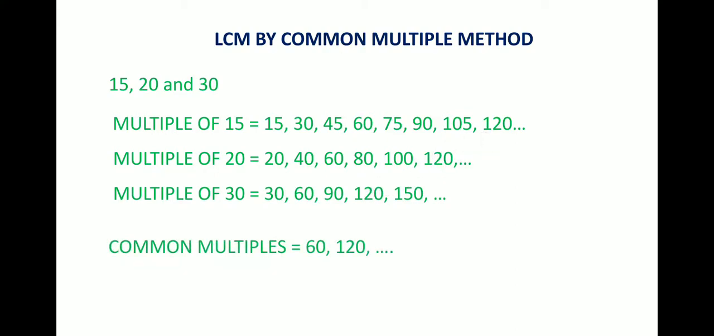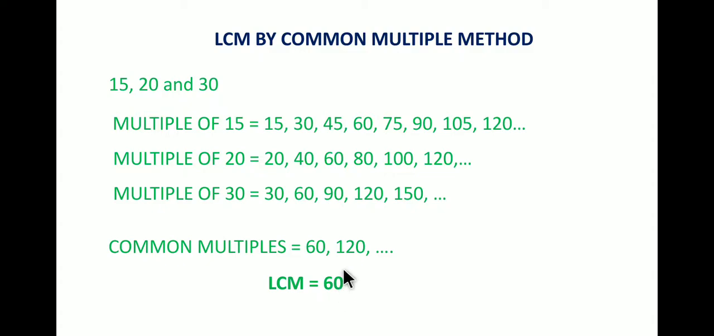So here we can say that the common multiples are 60, 120 and if we move further you'll get some other common multiples. So the highest common multiple we cannot obtain. The highest common multiple may be somewhere in infinity. So we cannot obtain the highest common multiple, but we can always obtain the lowest common multiple. Out of these given common multiples, the lowest one is 60. So the lowest common multiple or simply the LCM of these three numbers is equal to 60.